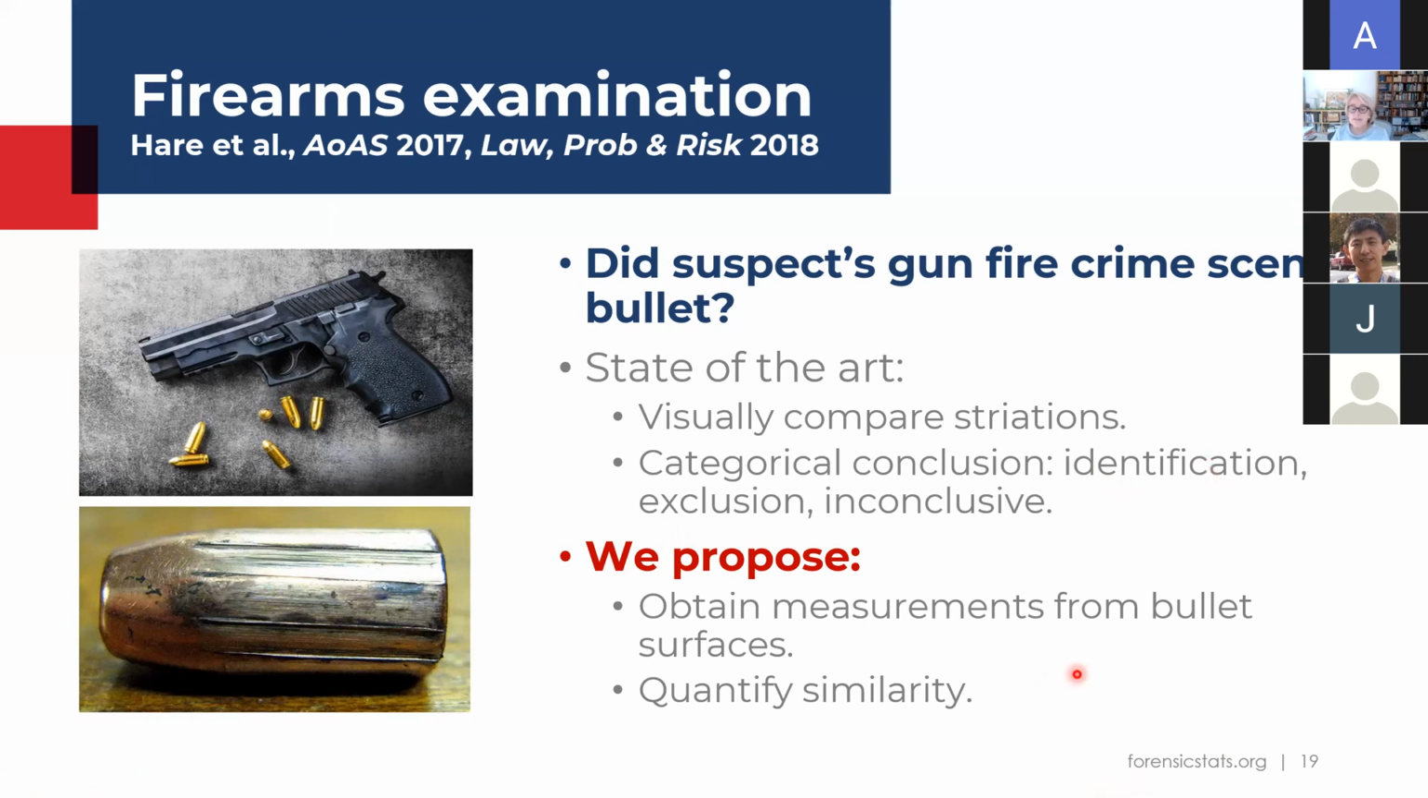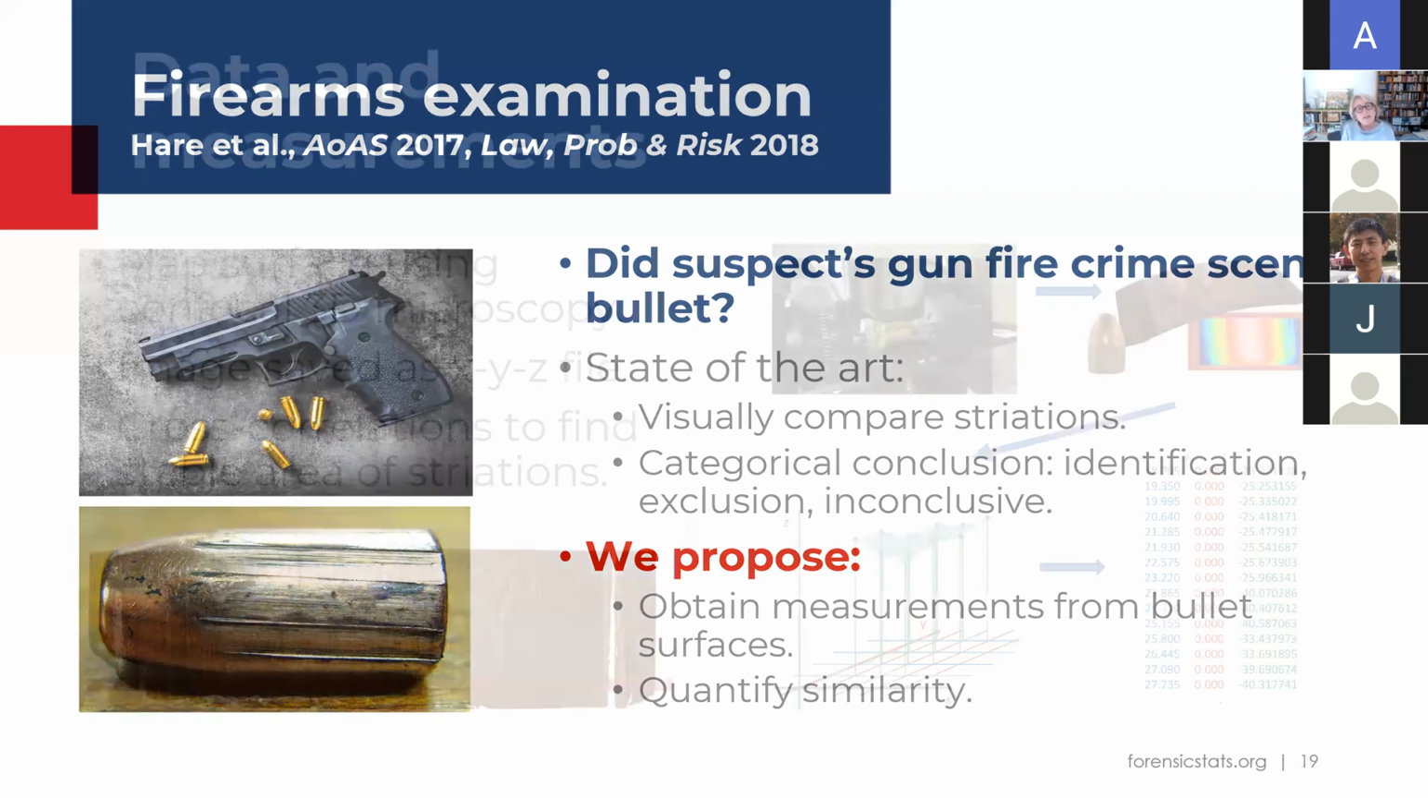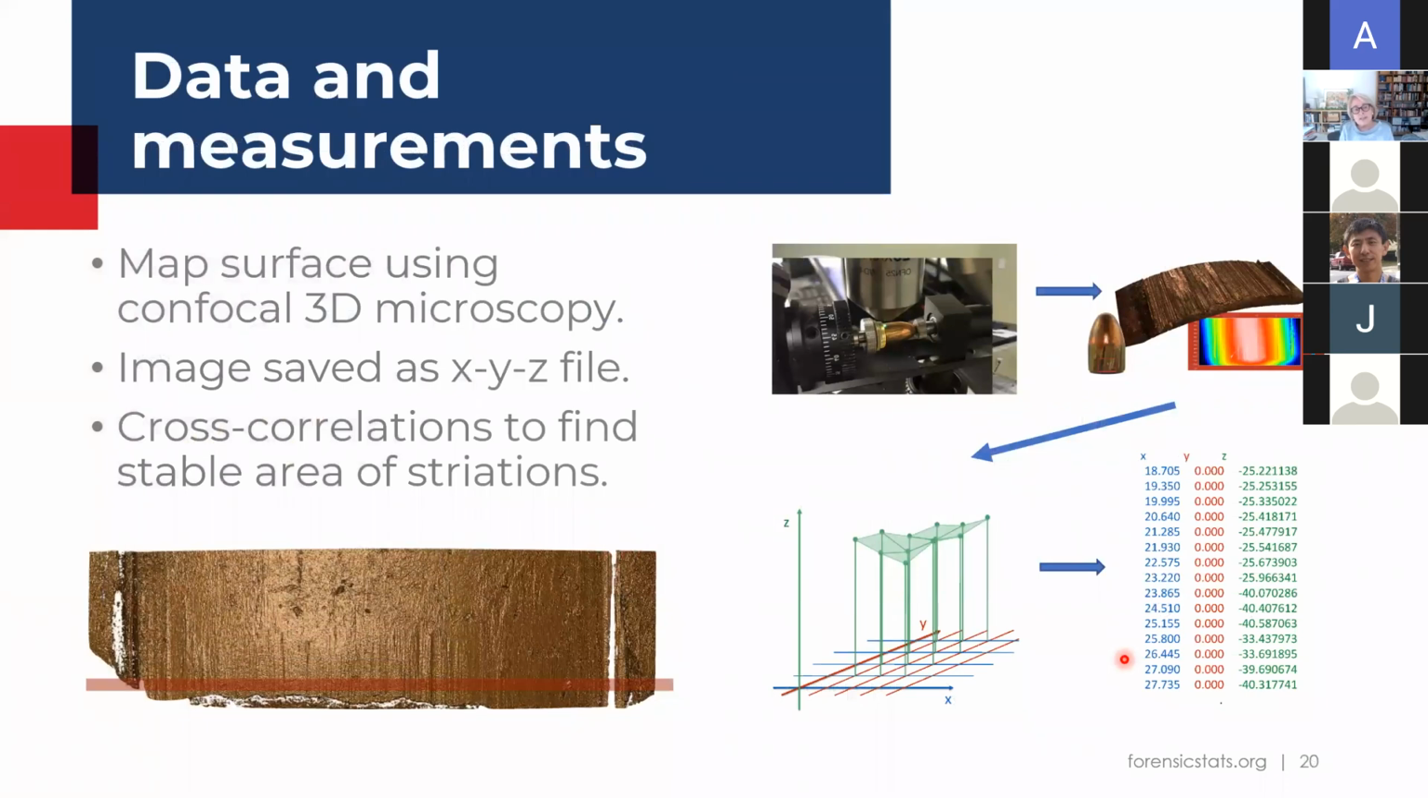So what we have proposed at CSAFE is to do this a little bit more scientifically. The same question that we had for the shoes: can we find a way to obtain measurements from the surface of these bullets and then use those measurements to come up with some sort of similarity value? At CSAFE, we purchased several, actually by now, high resolution instruments that allow us to get maps of the surface of these bullets, topological maps of the surface of these bullets.